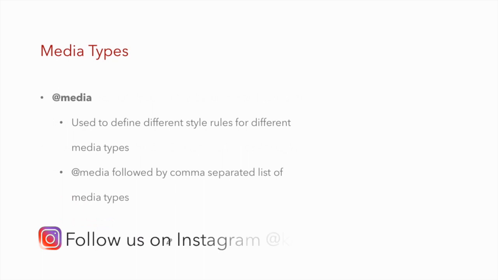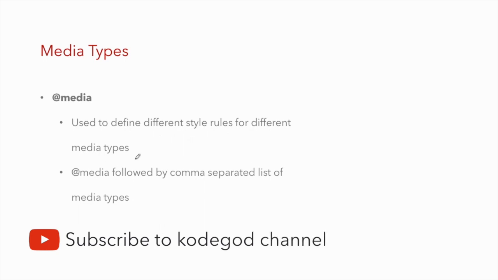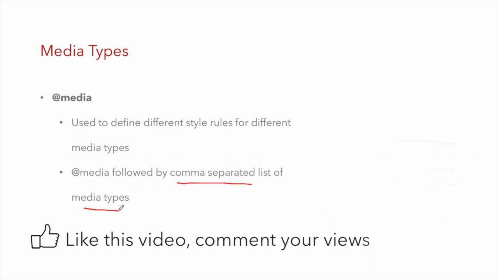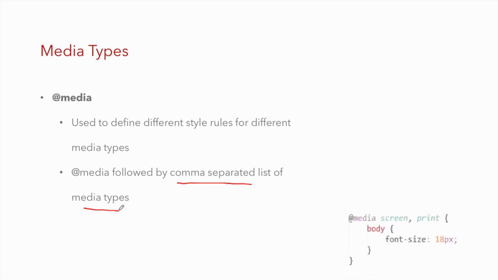So in the @media, it can be used to define different style rules for different media types. So @media followed by comma separated list of media types, it is something that we can use and specify the CSS for each media type. So this is the syntax. You can write @media and then specify the media types. You can write separate code for screens and separate code for print. Okay, so maybe you can consider changing the font size for screen and have different font size for the print. So in this particular example, same font size is going to apply for both the media types.